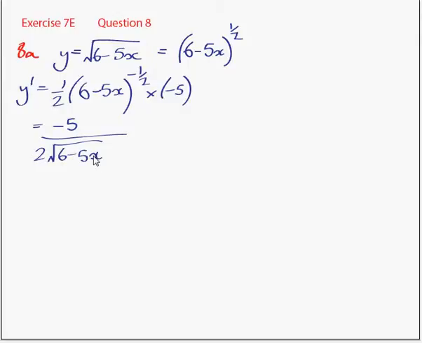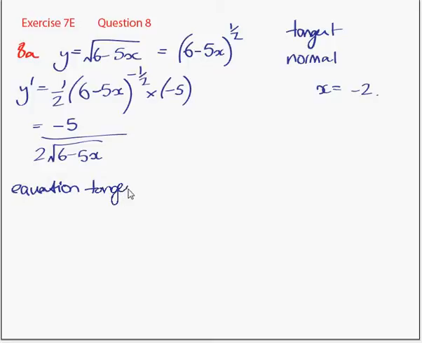Then I need to find the equation of the tangent and normal at the point where x equals -2. To find the equation of the tangent, we will need a point in x, y terms, and a gradient at that point.